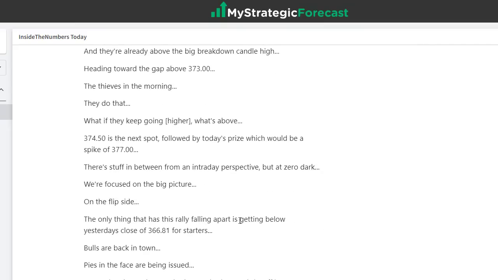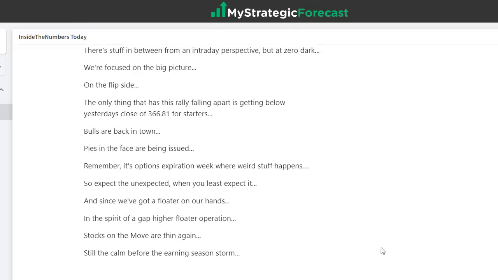The only thing that has the rally falling apart is getting below yesterday's close at 366.81 for starters. Now, they made a threat to get there, but they didn't fill the gap. They left the unfinished business from an intraday perspective that was, for now, a bullish signal. Remember, it's options expiration week where weird stuff happens, like a big, tiny shakeout operation in the afternoon session. Big and tiny were said together on purpose, by the way. I believe that's called an oxymoron. So today we expect the unexpected when you least expect it.